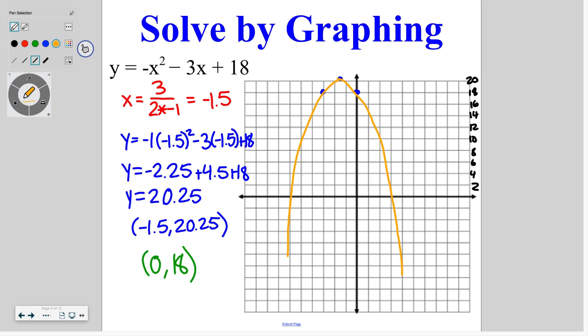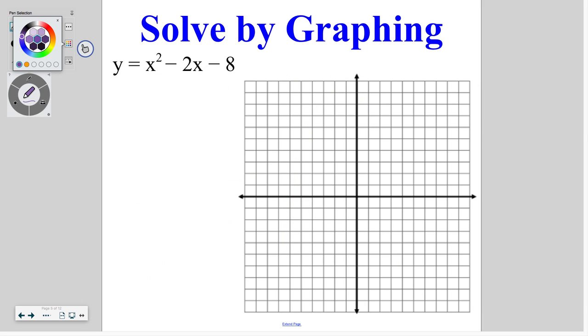And then what I need to figure out is where does that graph hit the x-axis. So we are looking at these 2 points. And my answers are going to be x is equal to negative 6 and x is equal to positive 3. So those are the 2 points where our parabola touches the x-axis. Go ahead and try this one on your own.